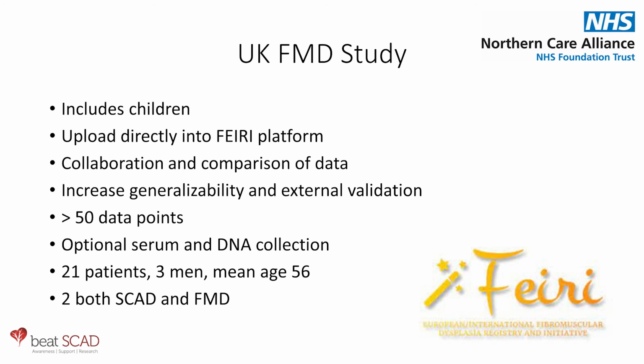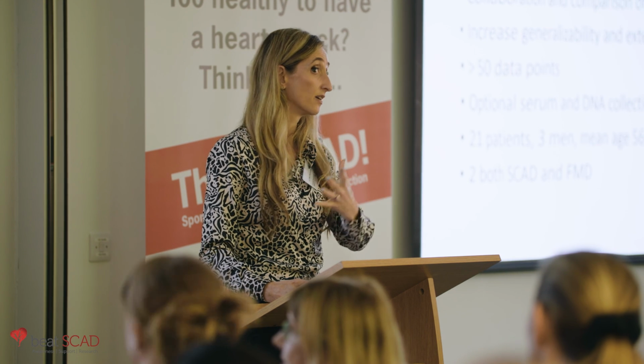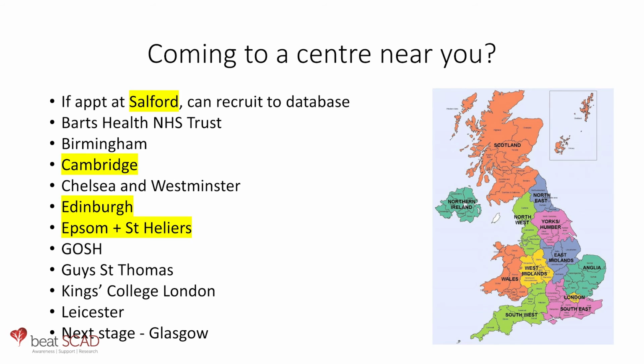So the UK FMD study includes children. As I've said, there's more than 50 data points. Collecting blood and DNA tests is optional. And we also can include SCAD and FMD as well as FMD. And we also have a group called atypical FMD. If you haven't got the stenosis, but you've got some other anomalies in the blood vessels that look a bit similar.